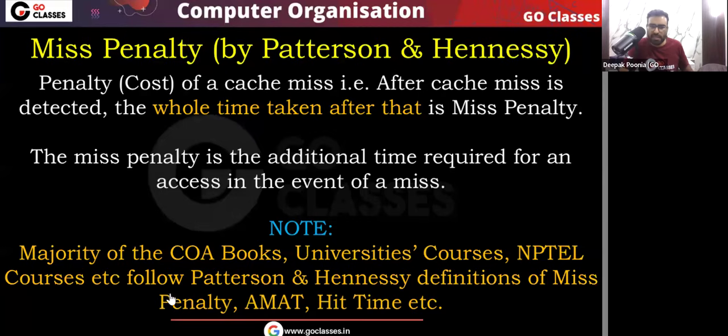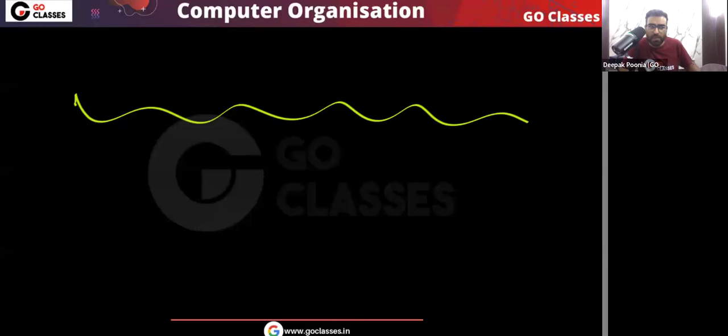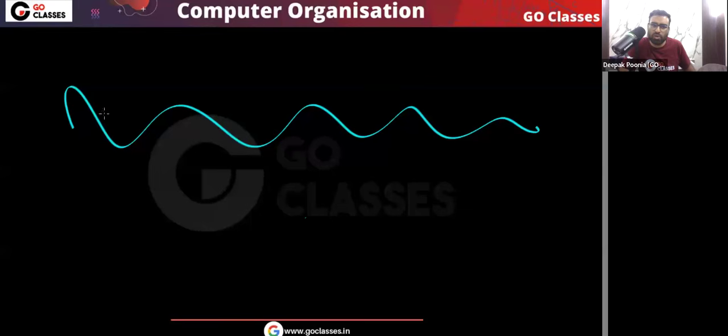This is an important note: in the GATE exam question, if the definition of miss penalty is given to you, then you focus on those words. What is the meaning of miss penalty given to you? You focus on those words, and then you determine which definition they are using, and then you determine the meaning of miss penalty. Okay, but remember, if they just mention the miss penalty word, they do not define it, they do not give you extra information about the miss penalty word, then you can use our previous definition.